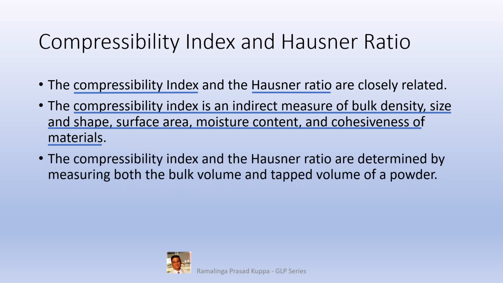The compressibility index and the Hausner ratio are determined by measuring both the bulk volume and tapped volume of a powder. This has to be understood: a known weight of sample is poured into the measuring cylinder and the volume is measured. Volume before tapping is called bulk volume or apparent volume. Some call it also loose volume. Tapped volume is the reduced volume after certain tapping as prescribed in USP chapter 616.